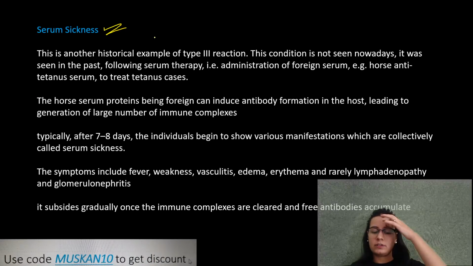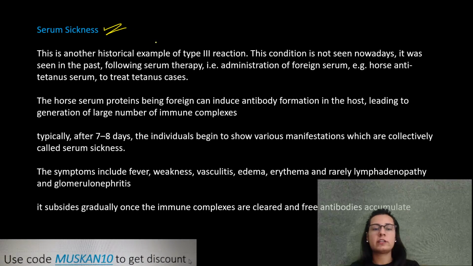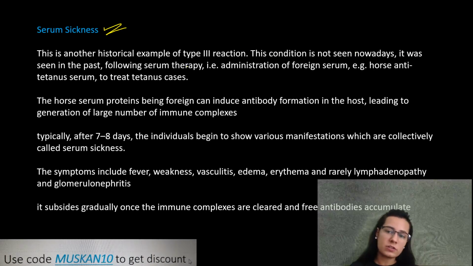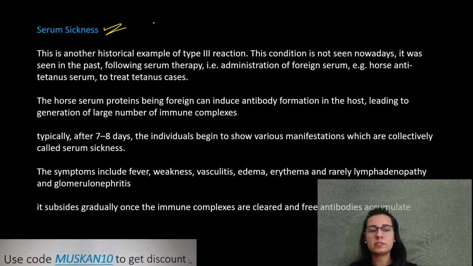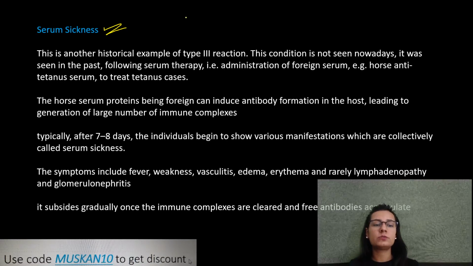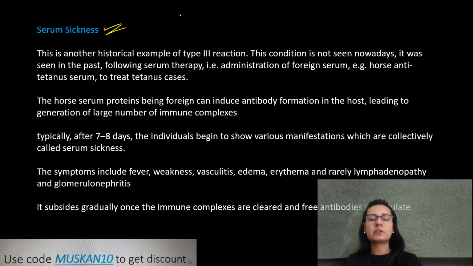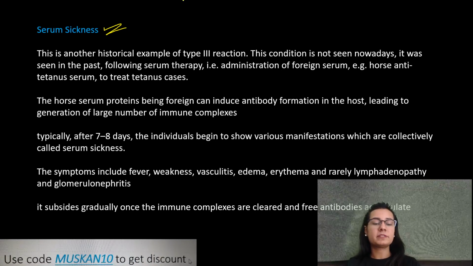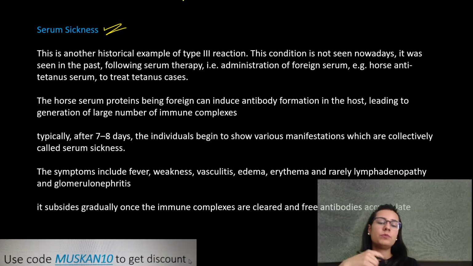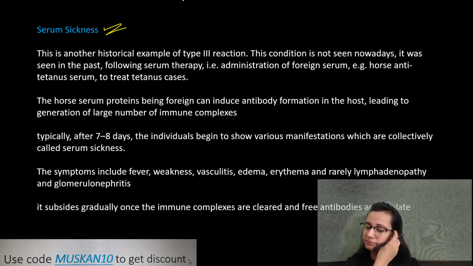Serum sickness. This is another historic example. That is, this condition is not seen now and it was seen in the past. The host serum proteins, being foreign, can induce antigen antibody formation, leading to generation of a large number of immune complexes, typically after 7 to 8 days. The symptoms include hypersensitive reactions, causing fever, weakness, vasculitis, and they generally subside once the immune complexes are cleared by the body.